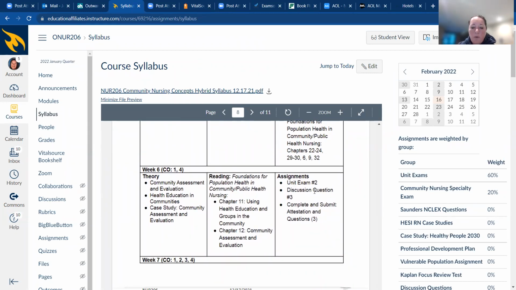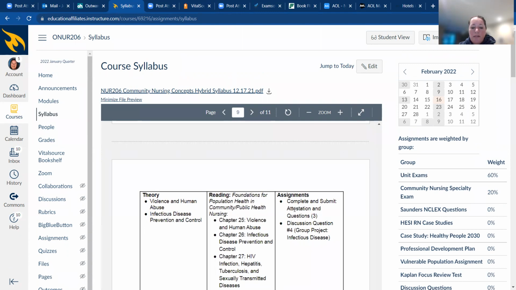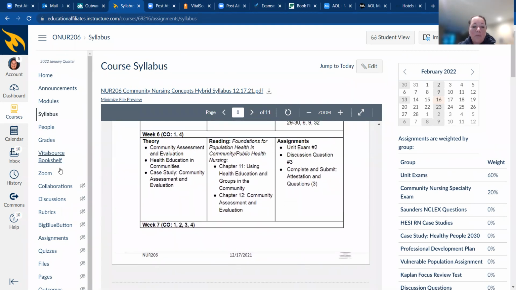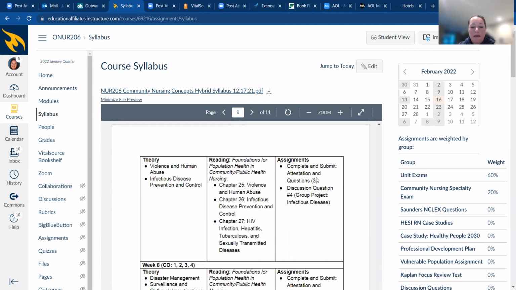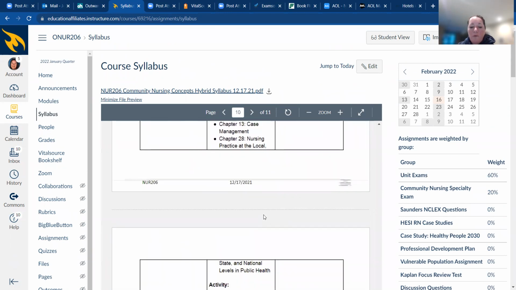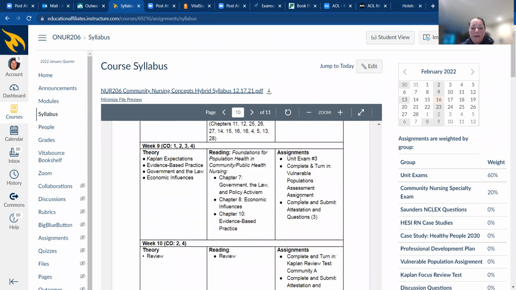We have discussion question 3 that was this week, and attestation and questions, which I gave you guys an extension on. And we will look at what we have going on in our modules. Next week, you guys have that infectious disease project that's going to be due. And then remember, we have our vulnerable populations. It's coming in week 9.